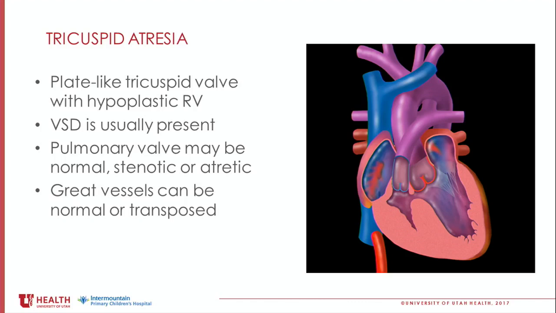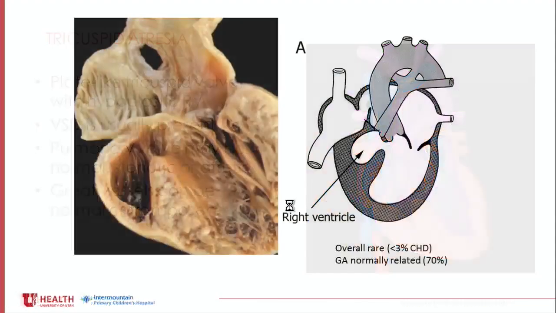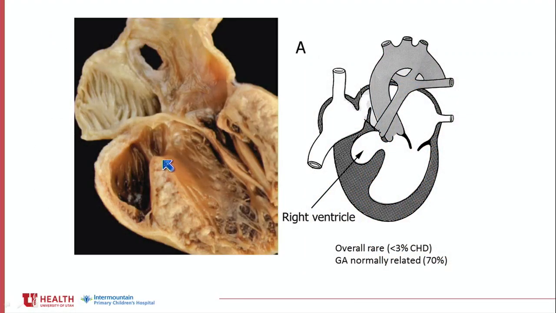You can also have transposition of the great vessels, where the aorta is the one coming off the small ventricle, and in that situation you might have aortic stenosis or even downstream obstruction, and I'll show you that. So this is a path specimen with a cartoon side by side showing that plate-like atresia and then this hypoplastic right ventricle, and here's the ventricular septal defect.